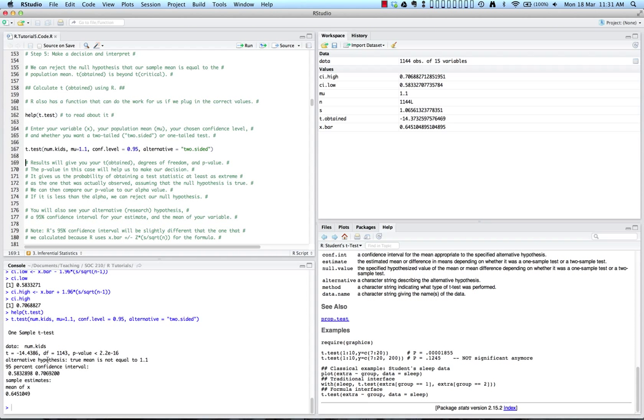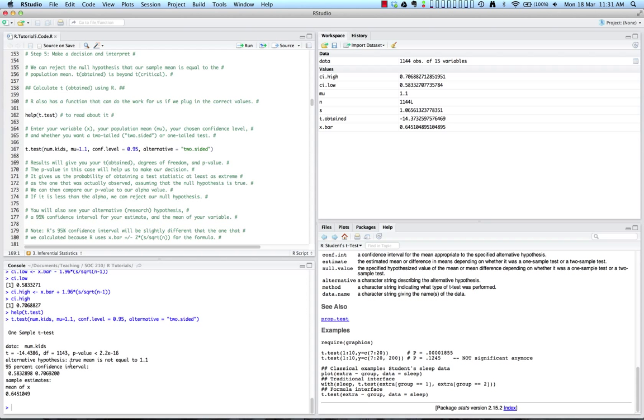The p-value in this case will help us to make our decision. It gives us the probability of obtaining a test statistic at least as extreme as the one that was actually observed, assuming that our null hypothesis is true. And then we can compare our p-value to our alpha value. If it is less than alpha, we can reject our null hypothesis. So we see we have a very small p-value in this case, which is less than our alpha of 0.05.